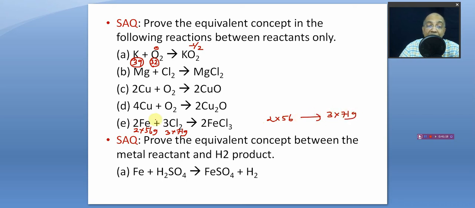So what is the equivalent mass of iron? You tell me here. Because iron goes from 0 to plus 3, the equivalent mass is not 28, it is 18.67. So 18.67 gram will react with 3 into 71 by 2 into 56 into 18.67. And this becomes 3, 3 cancels, and this is exactly 35.5. So 35.5 is the equivalent mass of chlorine always. So this is 1 equivalent and this is also 1 equivalent.